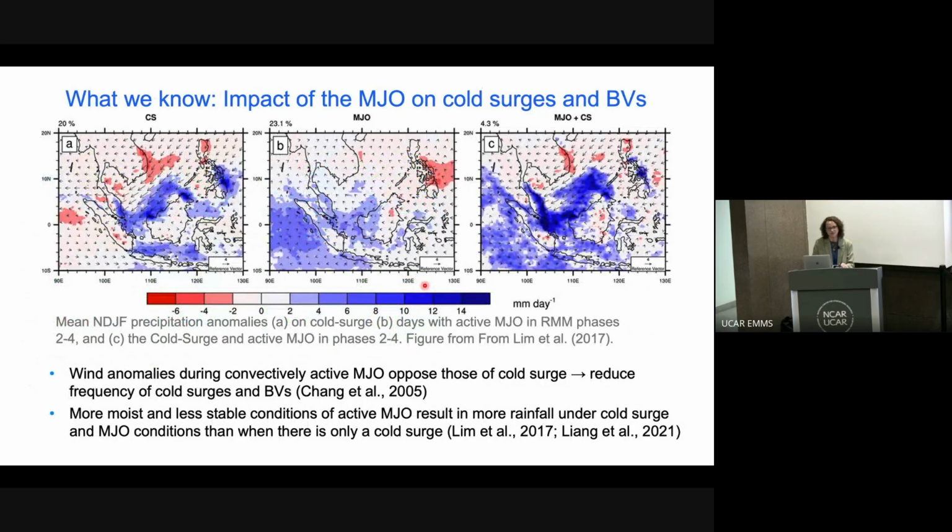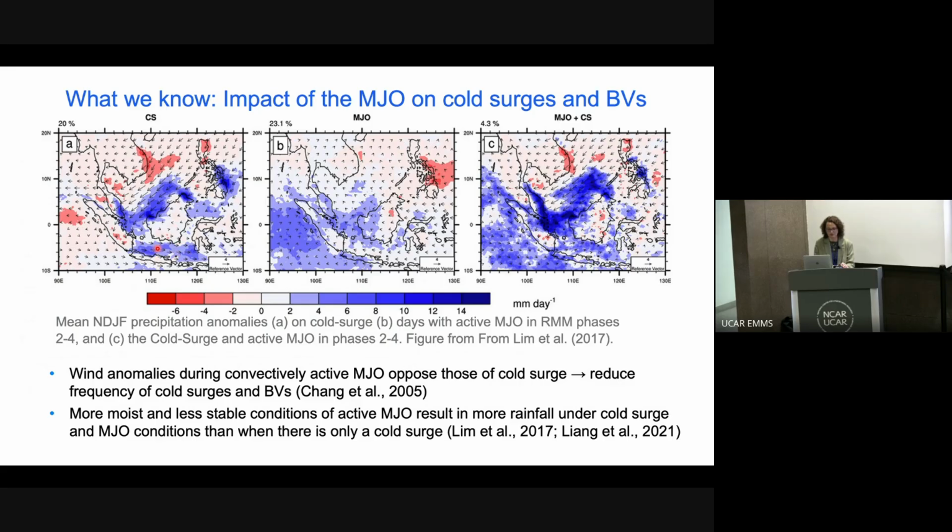The Madden-Julian oscillation can also impact cold surges and Borneo vortices, and this was taken from a paper by Lim. What we see here are the precipitation anomalies averaged between November to February over all the cold surges in the region. You can see here we have a positive, so that means an increased rainfall over the South China Sea, affecting northern and western parts of Borneo, Peninsula Malaysia, and even parts of Sumatra and the sea just north of Java.